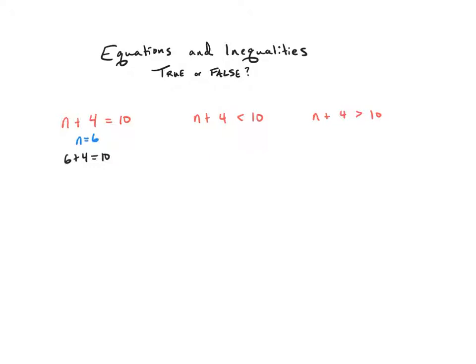So if I were to take my value of n equals 6 from my equation, I can plug that in over here and do 6 plus 4. And I can discover that these two inequalities are both false because 6 plus 4 is 10 and 10 is not less than 10. Over here, 6 plus 4 is 10 and 10 is not greater than 10. Whereas with the equation, 10 equals 10, that is true.